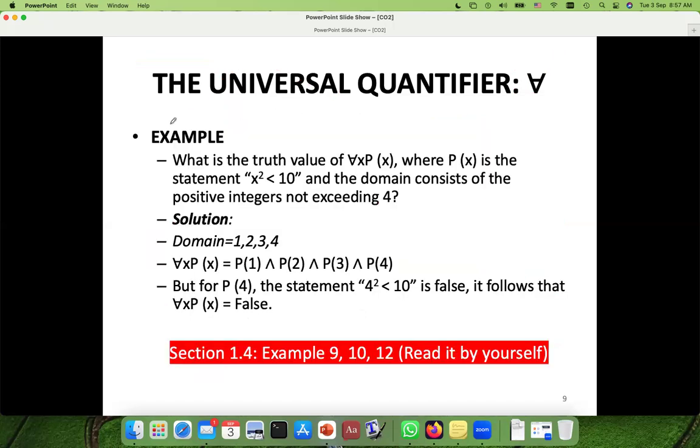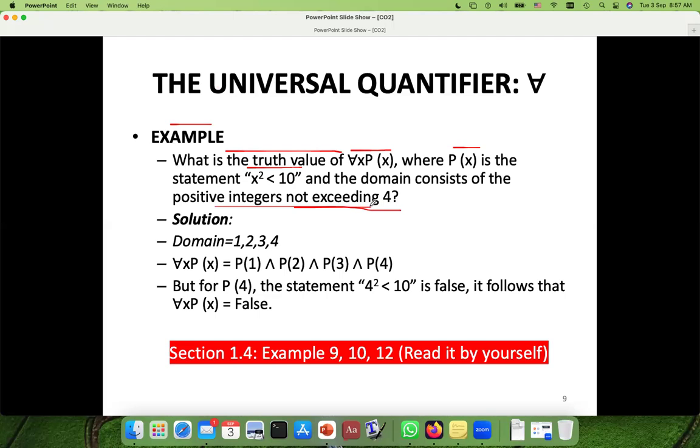So now, another example. What is the truth value of for every x, p of x, where p of x is the statement x square is less than 10, and the domain consists of positive integers not exceeding 4, not more than 4? Positive integers not exceeding 4 means 1, 2, 3, 4, and no more than 4.